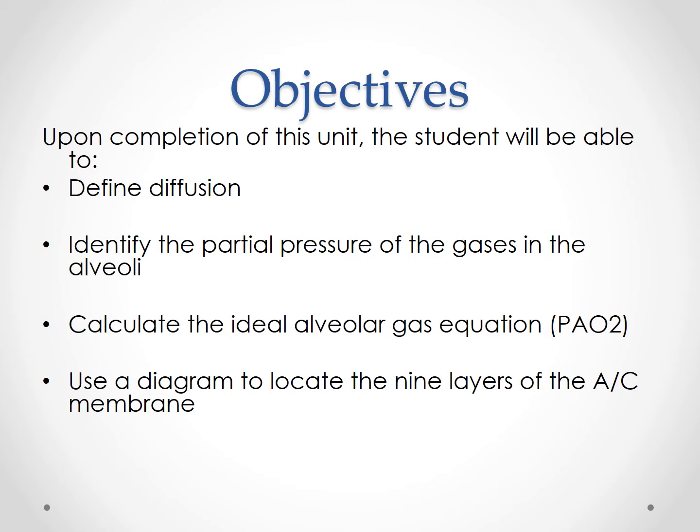For our first objectives, we are going to define diffusion, identify the partial pressure of gases in the alveoli, and calculate the ideal alveolar gas equation. This is one of those equations we will use for the rest of your respiratory careers, the P big AO2, or the alveolar air equation. This tells us how much oxygen our patient is diffusing. And we'll look at a diagram to locate the 9 layers of the AC membrane.